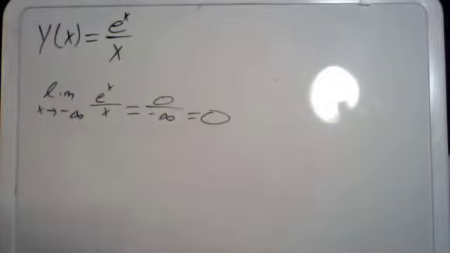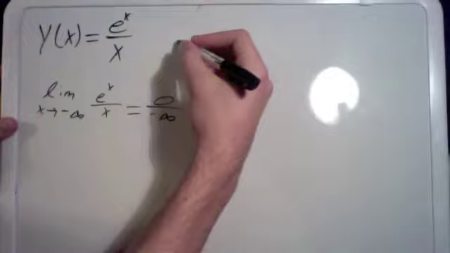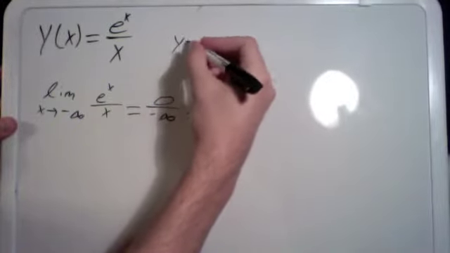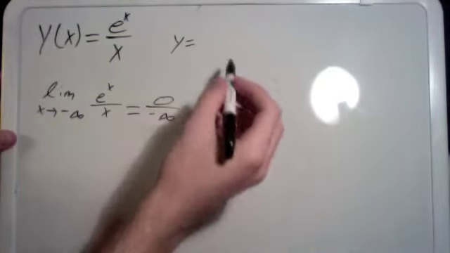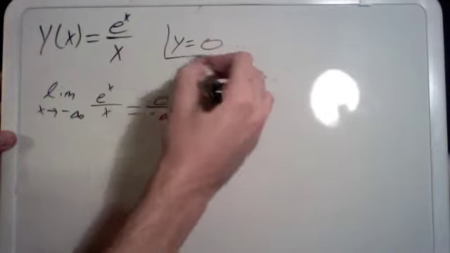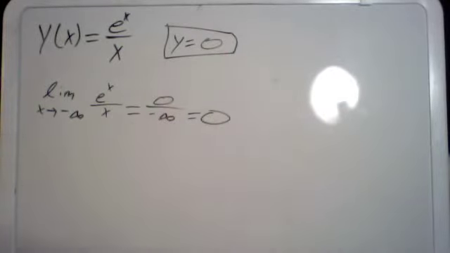So now we know that we have a horizontal asymptote at 0. Asymptotes are horizontal lines, so it's going to have an equation in the form y equals something, and in this case, that something is 0. So we have our horizontal asymptote at y equals 0.